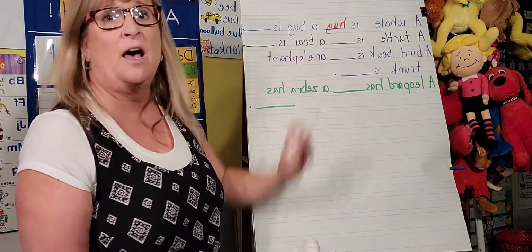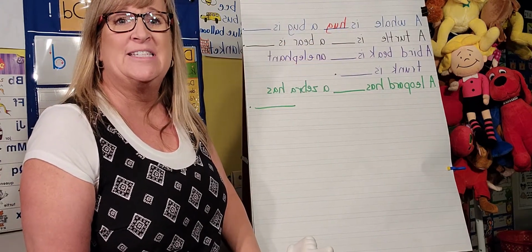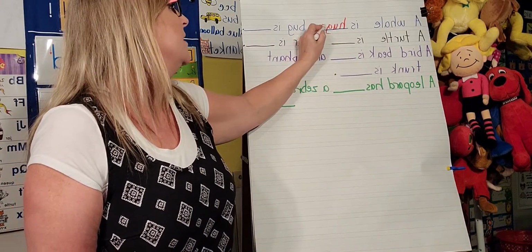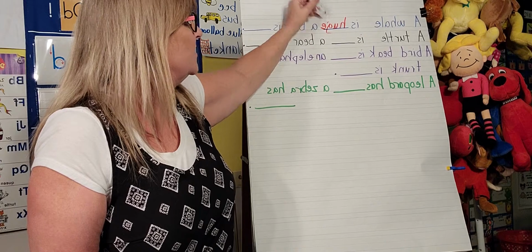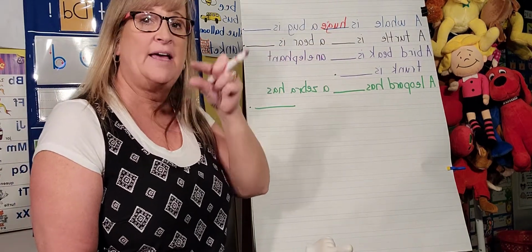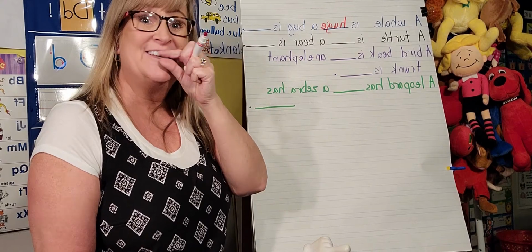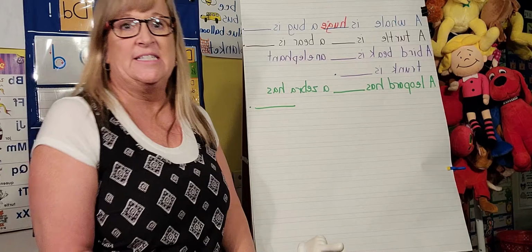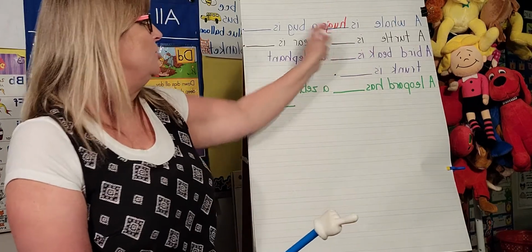H-U-G. That says hug. How do I make it say huge? I need the U to say its name, and I need the G to say its second sound. Huge. So G can say G, and it can say J, but only once in a while. But it has to have the E after it to say J. All right, so a whale is huge.